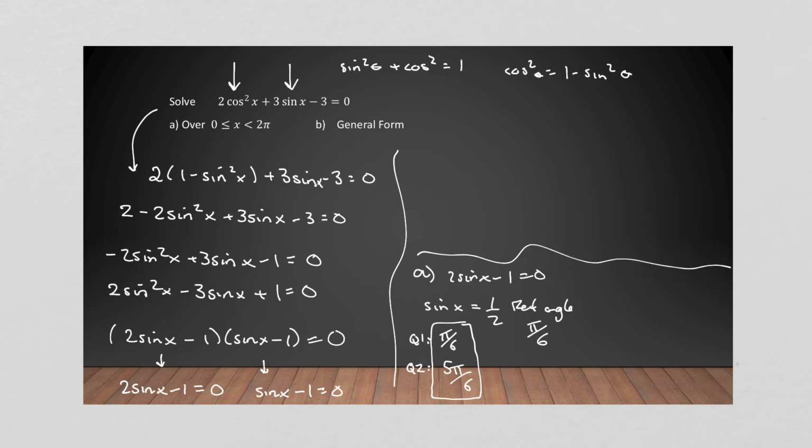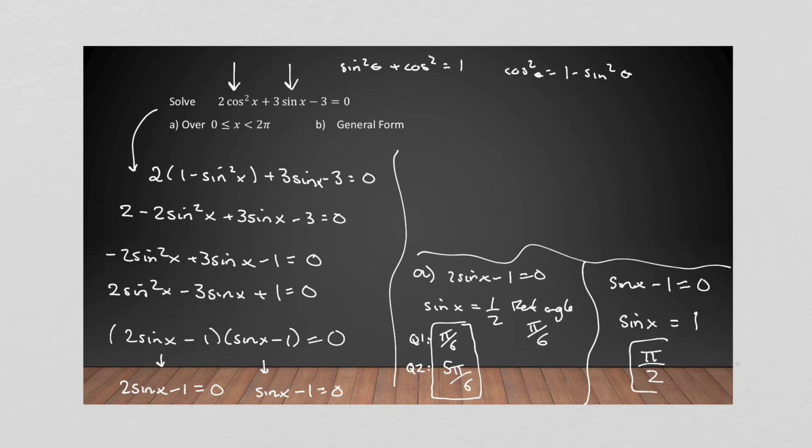And now we also have, when is sine x minus 1 equal to 0? That is asking when is sine x equal to 1, and sine x equals 1 at pi over 2. So we end up there with pi over 2. So that is our third solution.